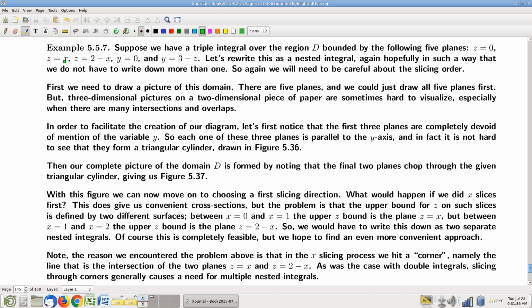The geometrically challenging part is how to turn a triple integral into an iterated integral. And so we did a bunch of examples of that last time of different ways to slice and how to draw the pictures, and there's challenging geometry in triple integrals in that sense. Okay, all right. So one last example that I think is worth doing. So my region D here is bounded by. So remember what that means, right? There are 5 planes, z equals 0, z equals x, z equals 2 minus x, y equals 0, and y equals 3 minus z.